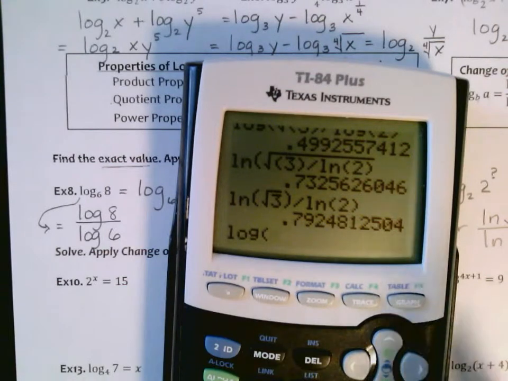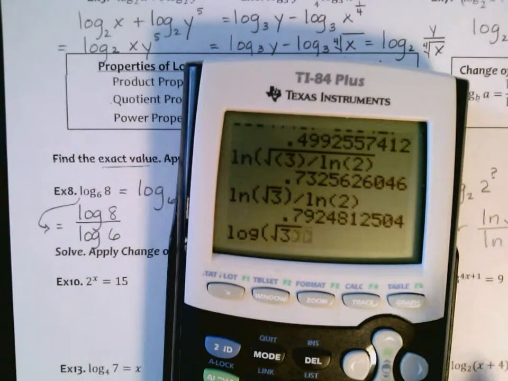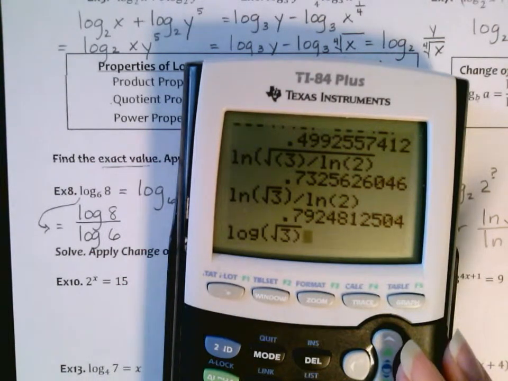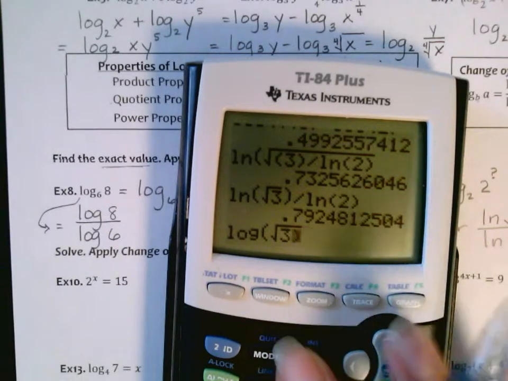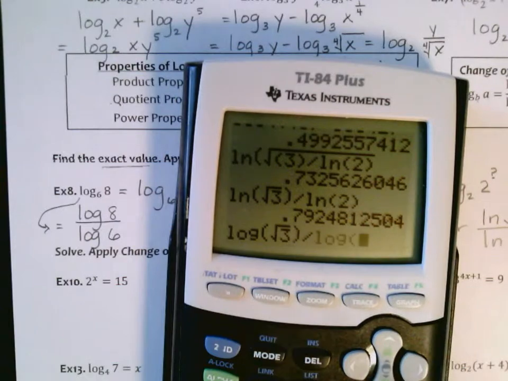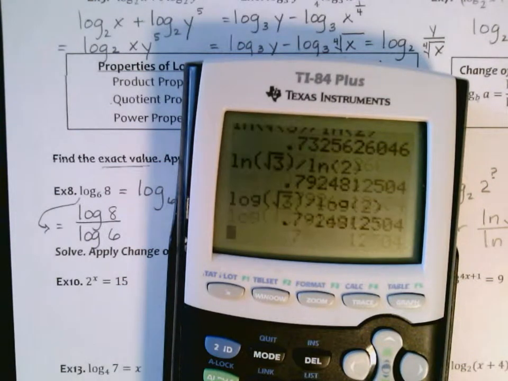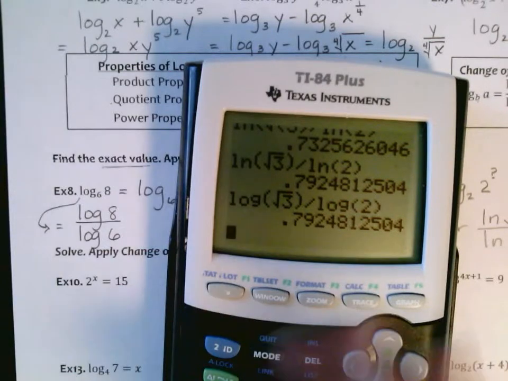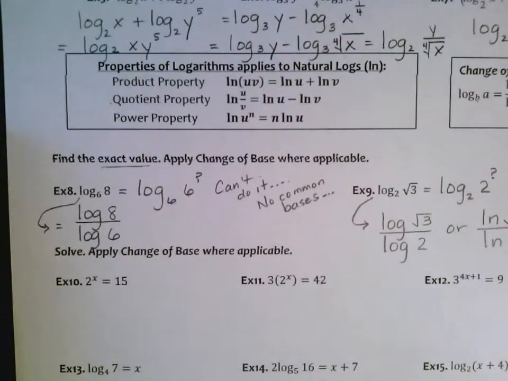Log of square root of 3. Okay, I'm definitely showing you what not to be doing when it comes to typing, divided by log of 2. There we go. Those are identical. Okay? All right. So let's go here.